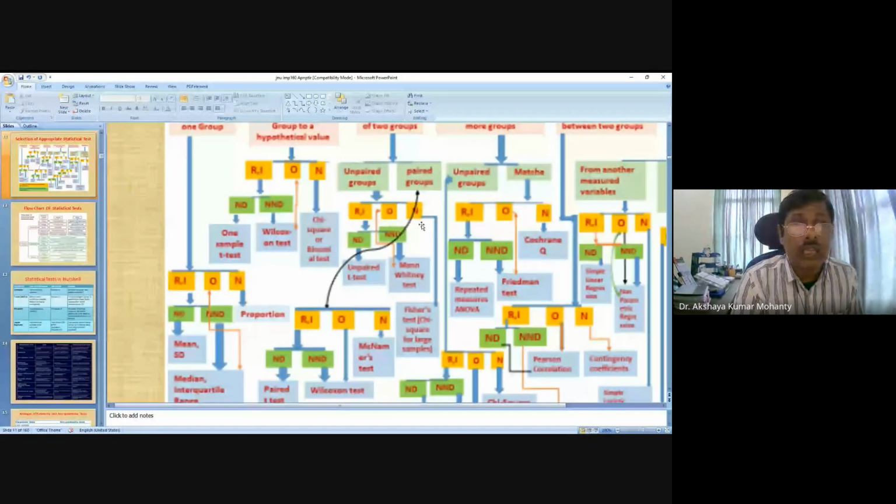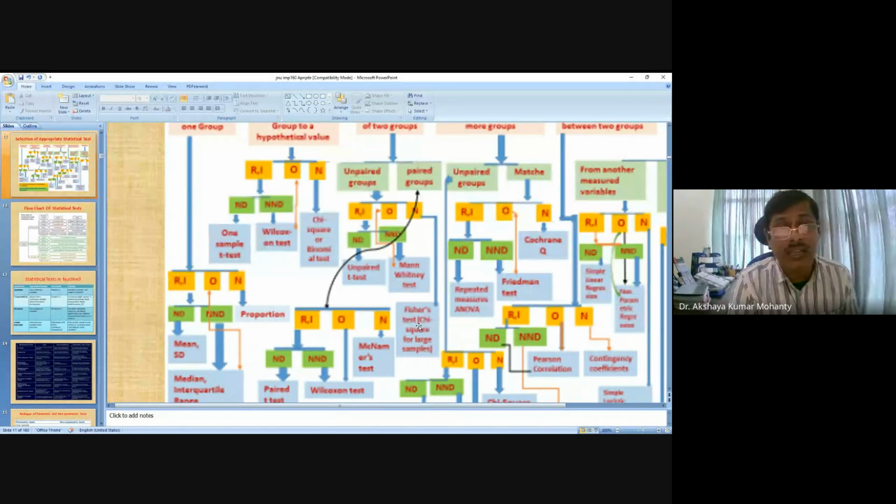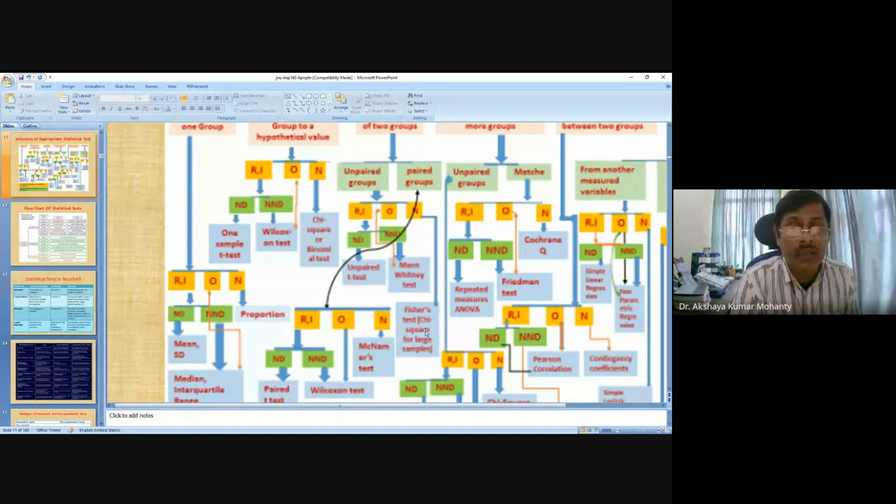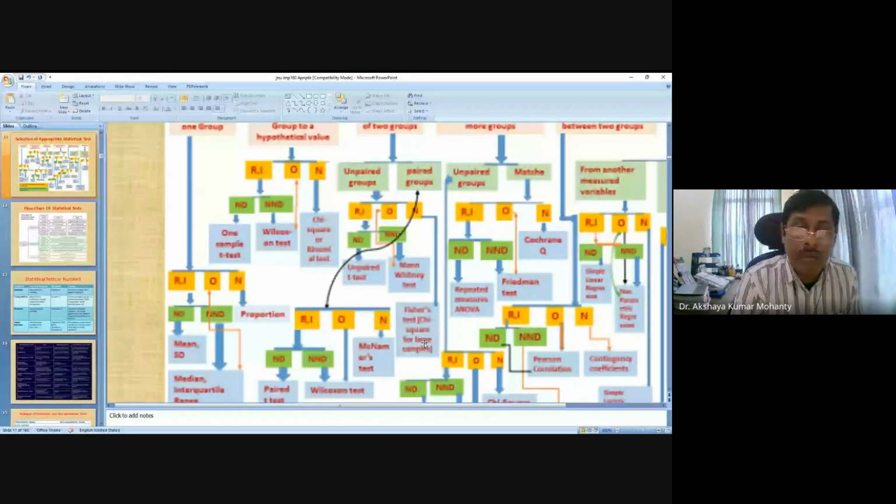Now if it is categorical data with unpaired groups, you will go for Fisher's test. Already in the last slide I told you about Fisher's test, or you can use the chi-square for large samples. And remember one thing: this Fisher's exact test and the chi-square for large samples have some sort of similarity. Later on I will discuss this.